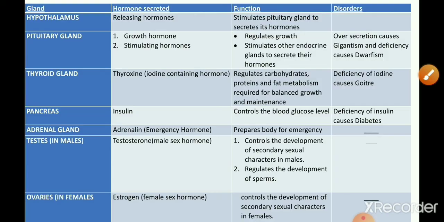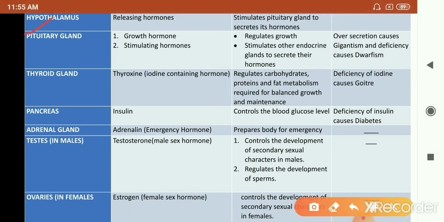So these are the different endocrine glands, and here is a table showing the endocrine glands, what hormones they secrete, and their functions. Let us summarize that. The hypothalamus, as I said, releases the releasing hormone, which stimulates the pituitary gland to secrete its hormone. The pituitary gland releases growth hormone that regulates growth and development of the body, and oversecretion of growth hormone causes gigantism, whereas deficiency of it results in dwarfism.